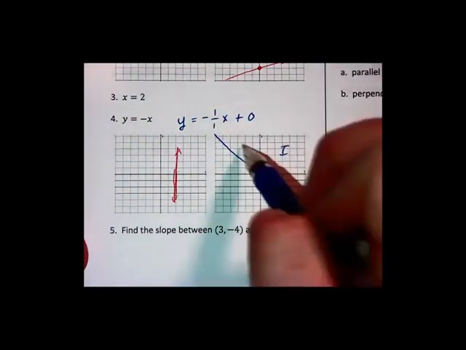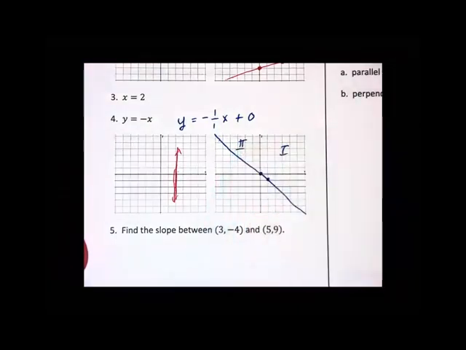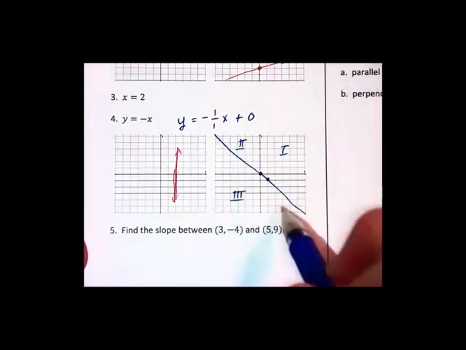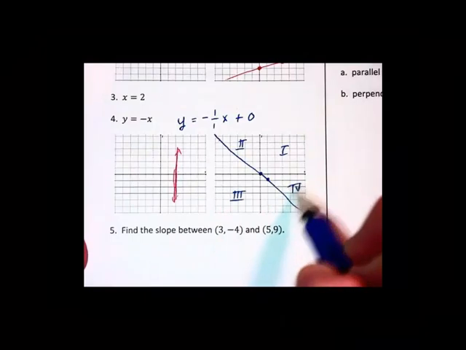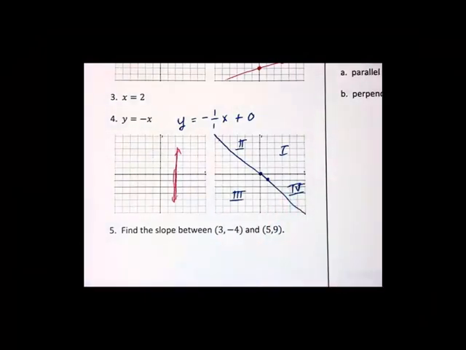Recall that the first quadrant's there, second quadrant going counterclockwise, third quadrant here, and fourth quadrant always labeled with Roman numerals going down to the bottom right.